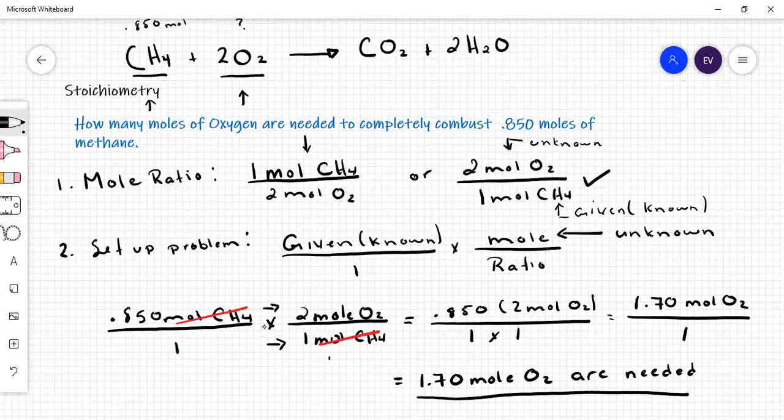And this is the product of stoichiometry. Where's the stoichiometry? The stoichiometry is here, because we use the mole ratio to figure out an unknown quantity. And that's what stoichiometry means, guys. You use the mole ratio to find unknown quantities.